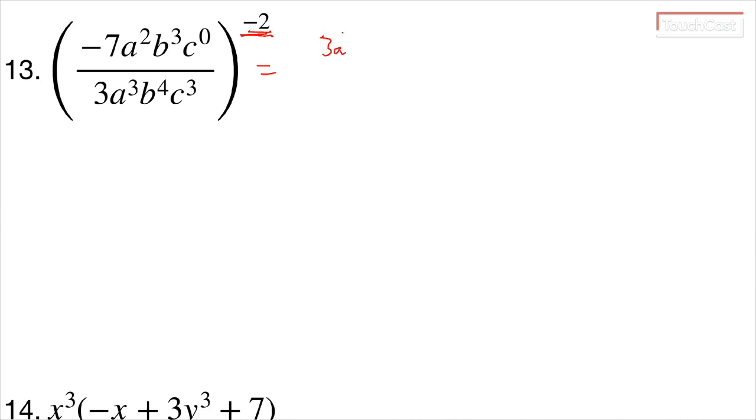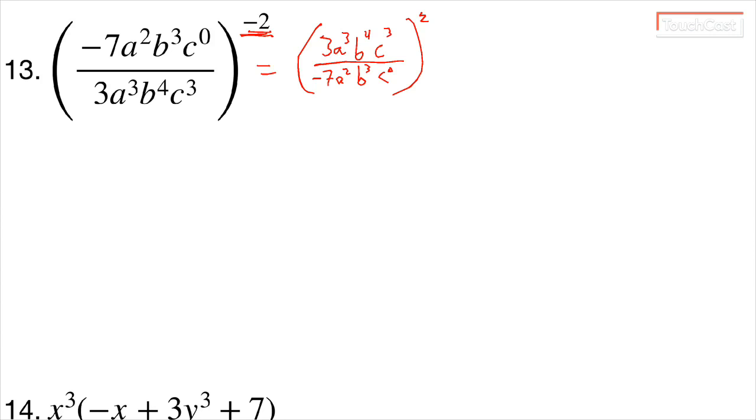So 3a to the third, b to the fourth, c to the third, over negative 7, a squared, b to the third, c to the 0. Now that all just becomes that whole quantity squared. So I can do one of two things here. I can either reduce first inside of the parentheses and then square everything, or I can square everything and then reduce later. The preference is yours. Whatever you feel more comfortable with is fine.